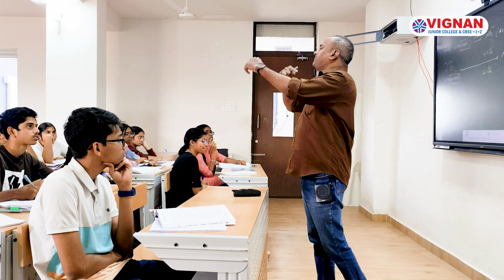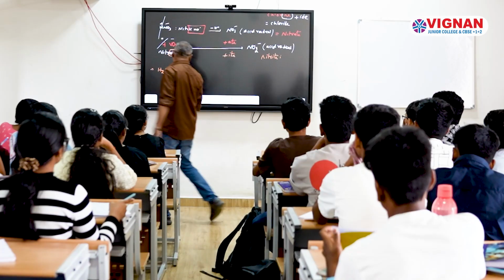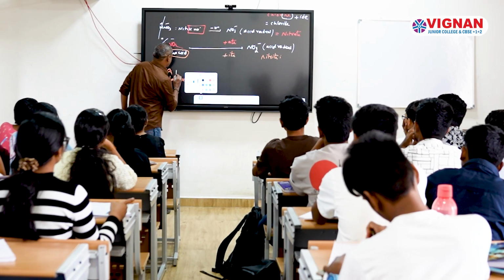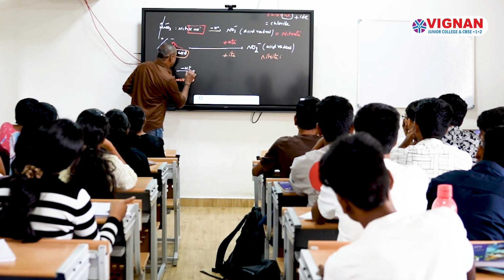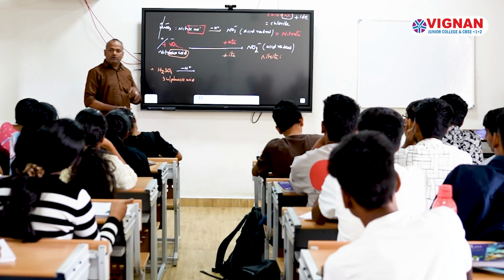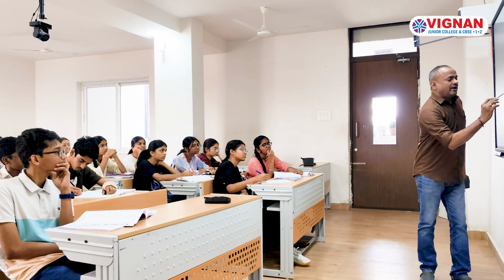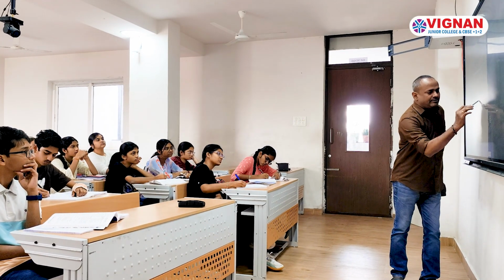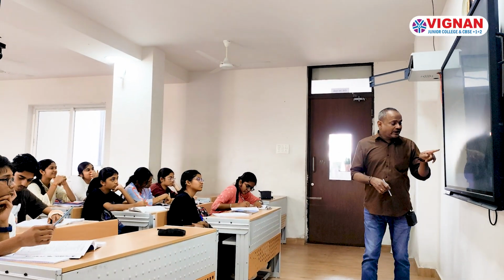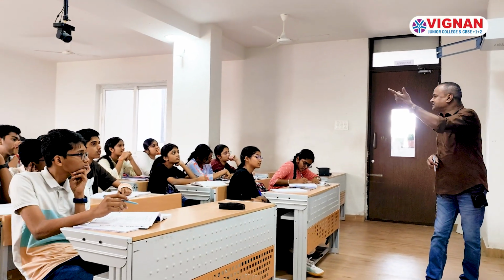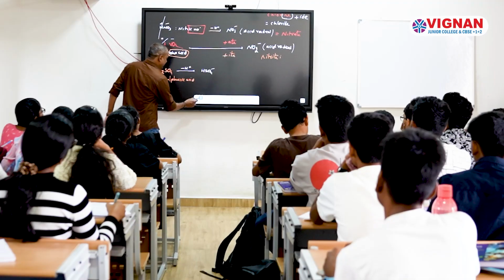Therefore, how many radicals form? Two radicals form, step by step. First eliminate only one H plus ion. Let us check: remove only one H plus. Therefore the remaining counterpart is HSO4 minus.